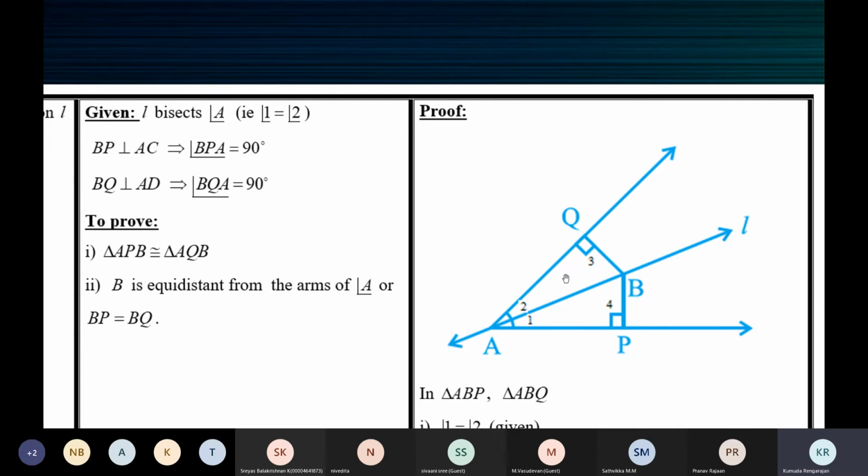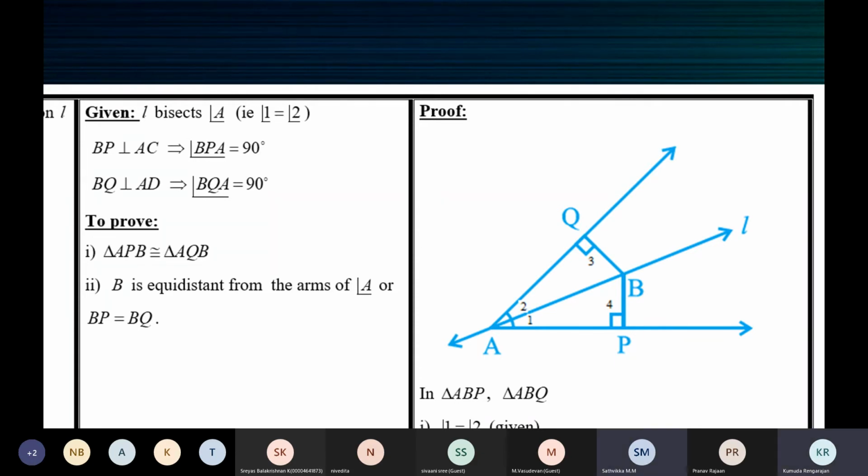Now, Kanishka, which angle of the first triangle is equal to which angle of the second triangle? Angle 1 of triangle ABP is equal to angle 2 of triangle ABQ, ma'am. Very good. Now tell me another pair of equal angles. Ma'am, since line L is bisecting angle A, angles 1 and 2 are equal. Don't you think that's what Kanishka just mentioned?